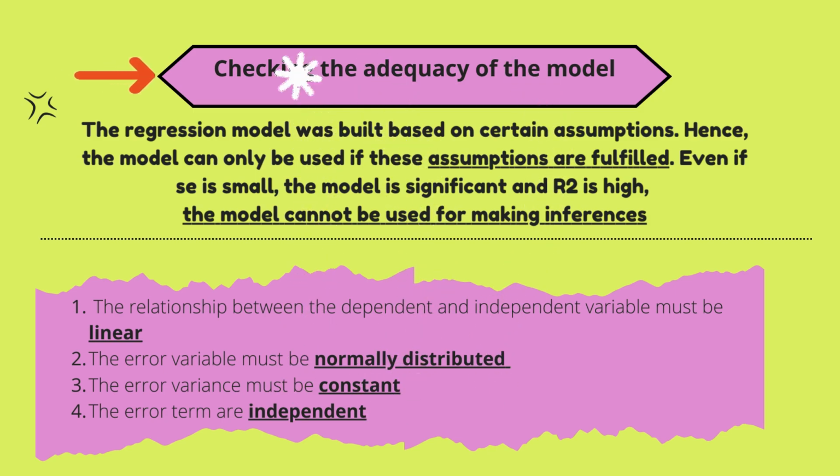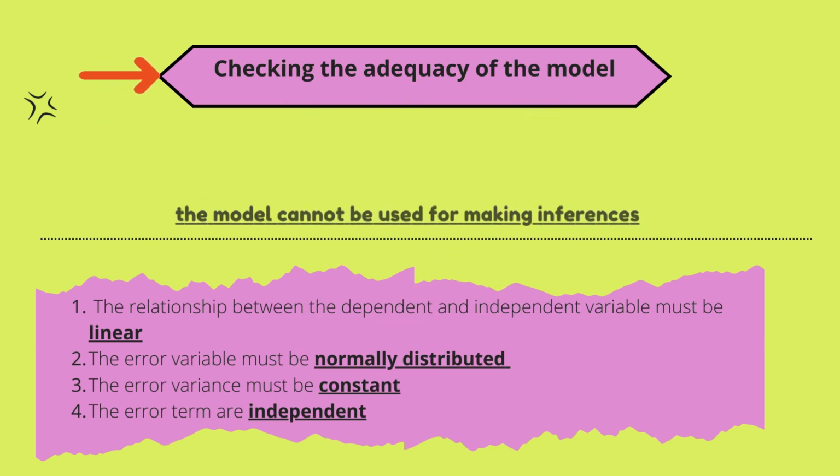Thus, the 4 assumptions include: 1. The relationship between the dependent and independent variable must be linear. 2. The error variable must be normally distributed. 3. The error variance must be constant. 4. The error terms are independent.